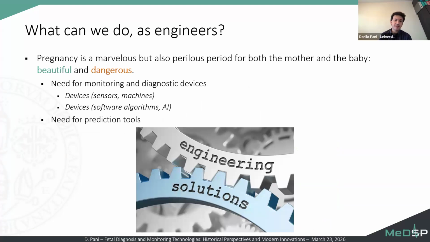So, as I said, pregnancy is a critical period, and from the perspective of the engineers, it is possible to contribute by developing devices. And with devices, I mean sensors and machines, but also software algorithms and artificial intelligence tools that are needed for the enhancement of the information contained in the signals, but also for the development of prediction algorithms that are able to quantify the risk, for instance, of a given condition for the baby.